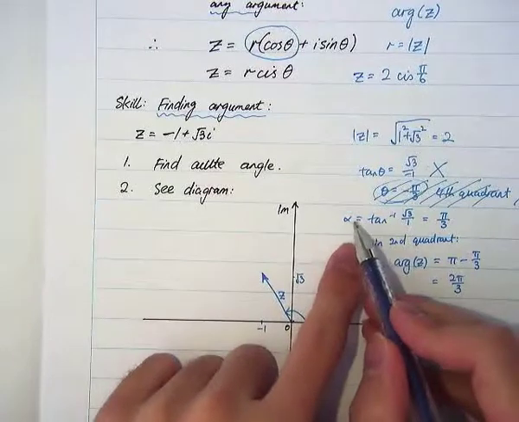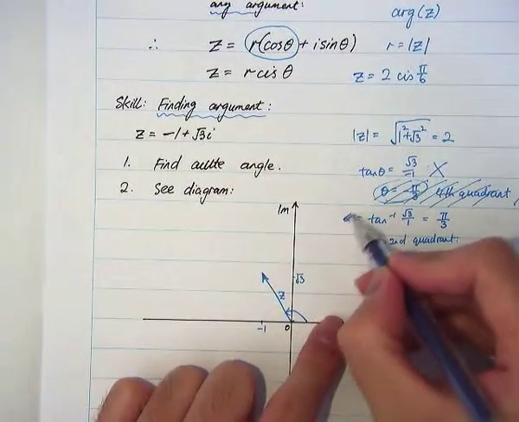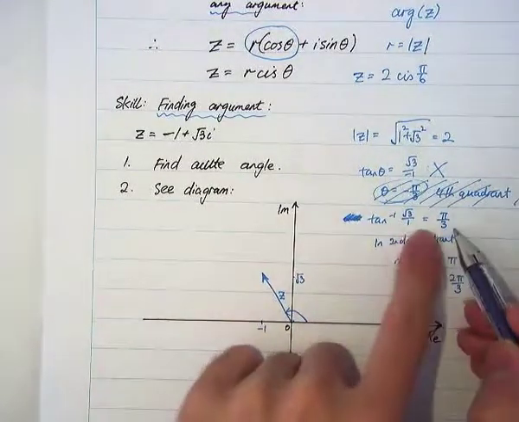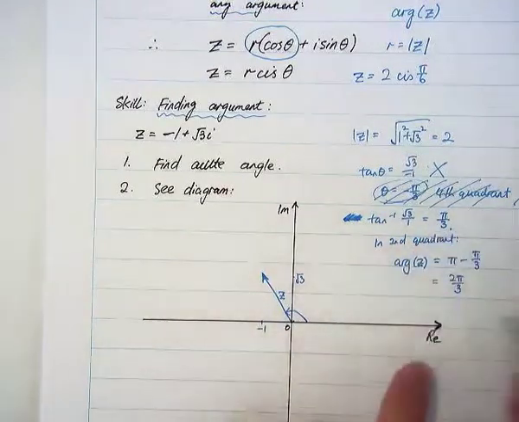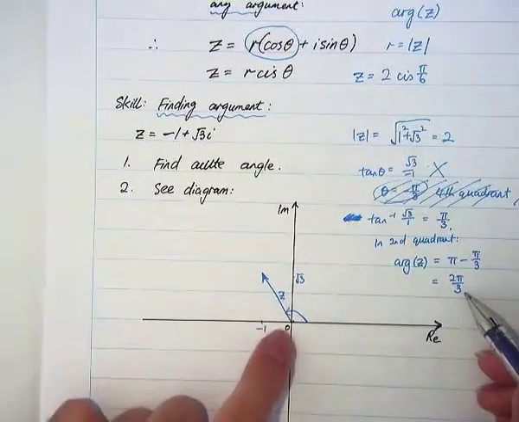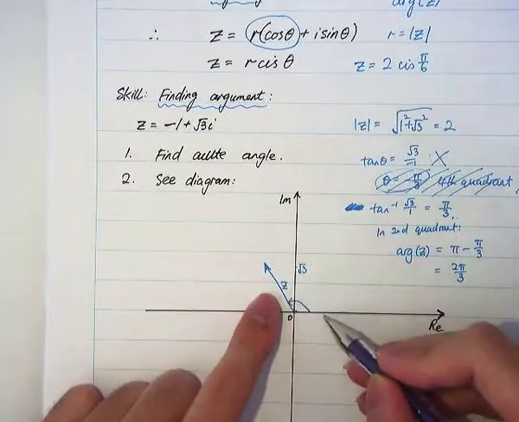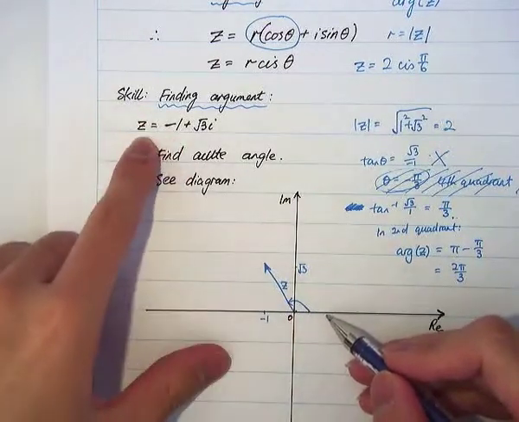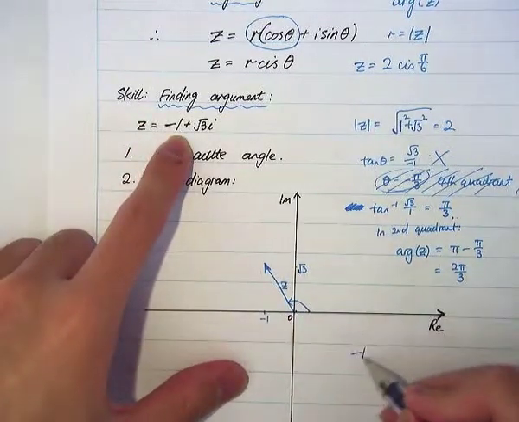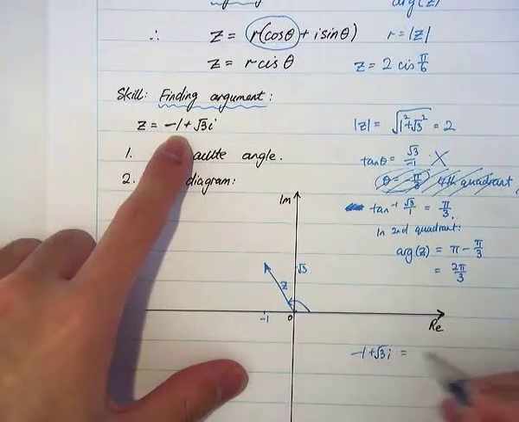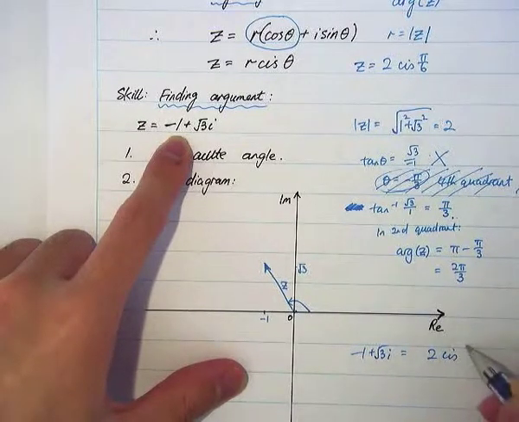You don't have to use a letter alpha if you know what you're doing. You simply have to go, yep, the acute angle, we found it, and we know now what the argument is based on the diagram. So to conclude, this particular complex number, minus 1 plus root 3i, can be rewritten as 2 cis 2 pi on 3.